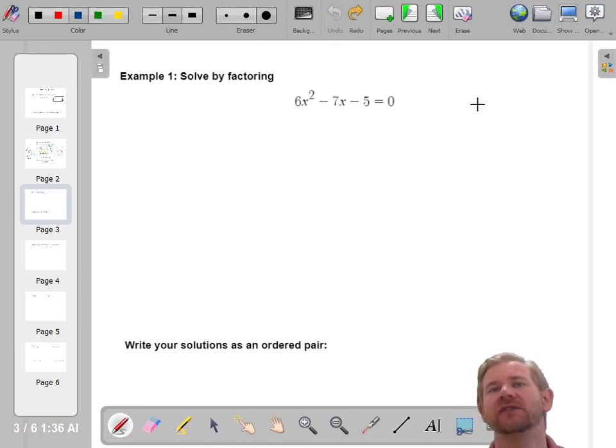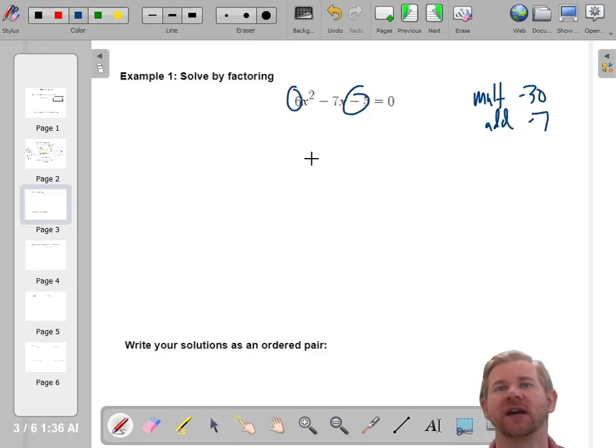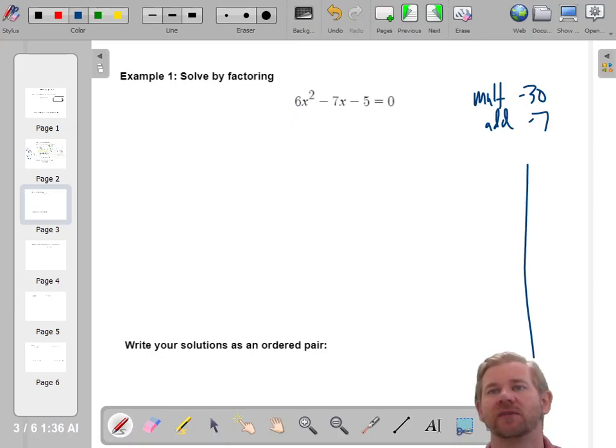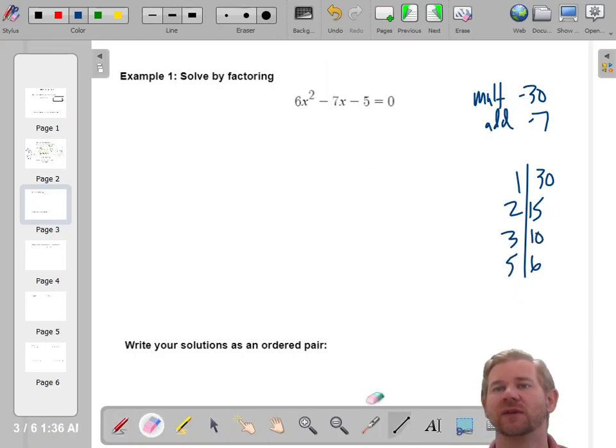So what I want to do is find numbers that multiply to negative 30 and add to negative 7. And that's from 6 times negative 5. That's where negative 30 is coming from. So 1 and 30, 2 and 15, 3 and 10, 5 and 6. 6 and 5 is a repeat, so everything after that's a repeat. Where can I put a minus sign so I get negative 7? Right there. So 6x squared plus 3x minus 10x minus 5.